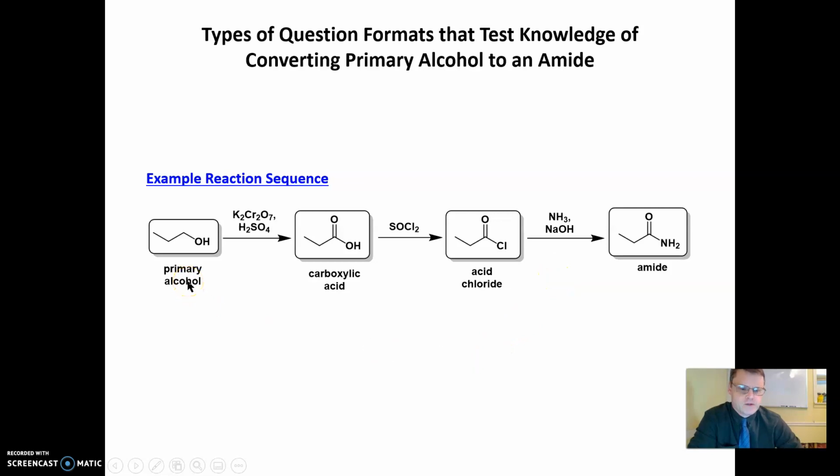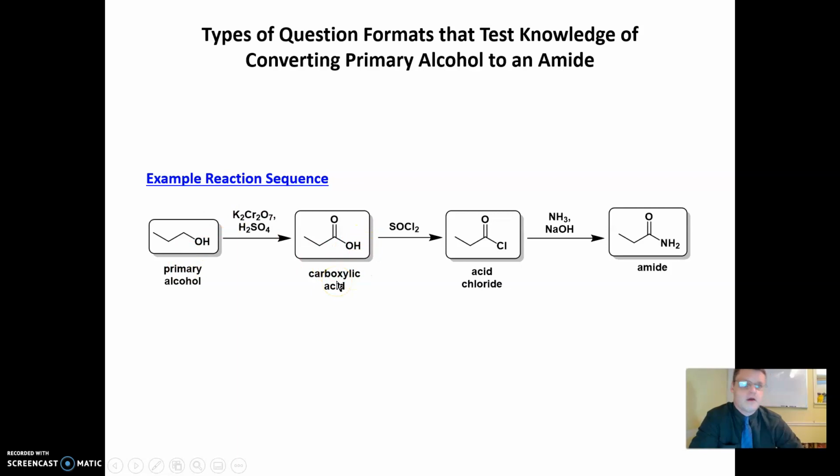Okay, and so now, looking at this entire sequence of three reactions, you can see we have basically 7 pieces of information here. We've got 4 structures, and we've got 3 reagents. Now, another thing I want to note here, in this particular sequence, we're just changing the functional group. We're not changing the number of carbons.